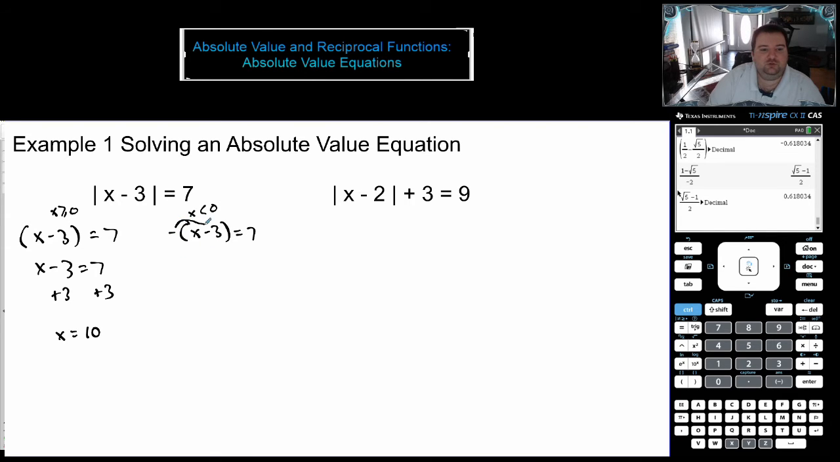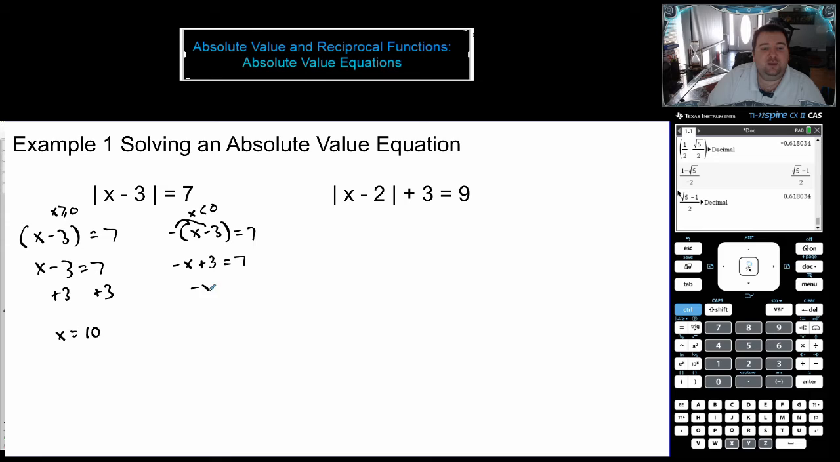So we're going to have to distribute these. Negative 1 times x is negative x. Negative 1 times negative 3 is positive 3. So a negative outside our parentheses is basically going to reverse our signs here. And this is going to be equal to 7.